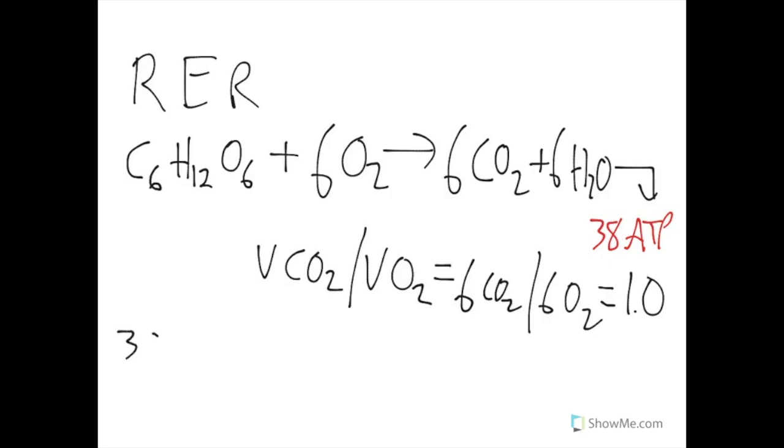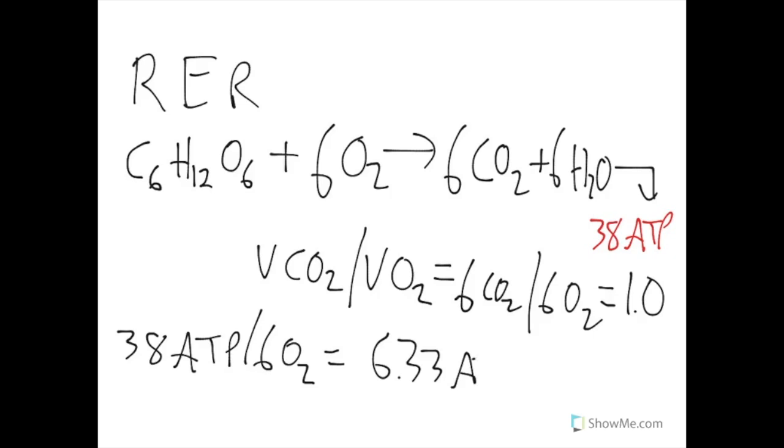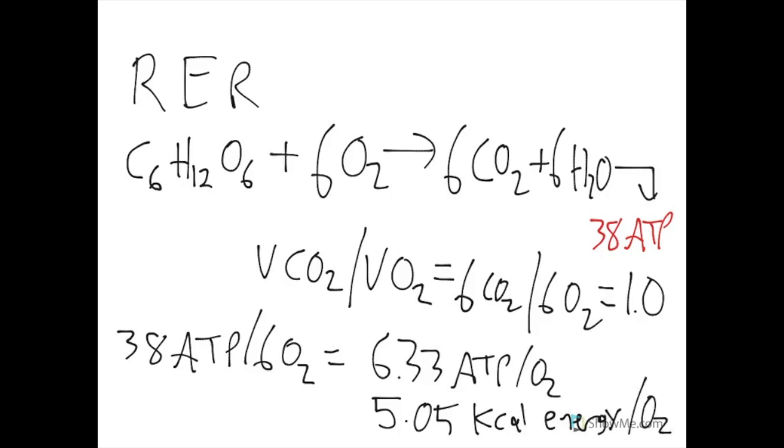So if you look at things closely, we generate 38 ATP per 6 molecules of O2, which equals 6.33 ATP per molecule of O2. Now, ATP can also be converted to kilocalories of energy, which we don't have the time to go into, as it can be very complex, but it roughly translates to 5.05 kilocalories of total energy per molecule of O2. Now let's take a look at fat.